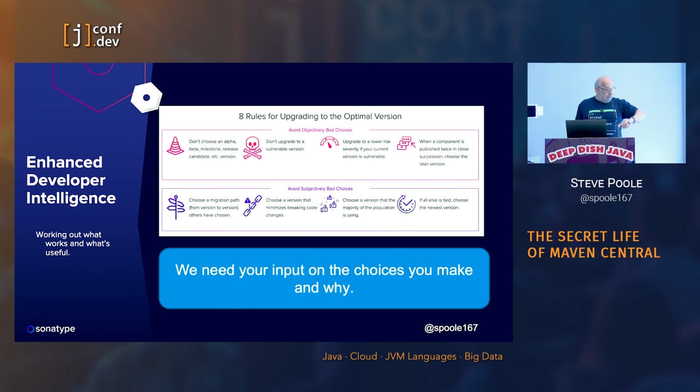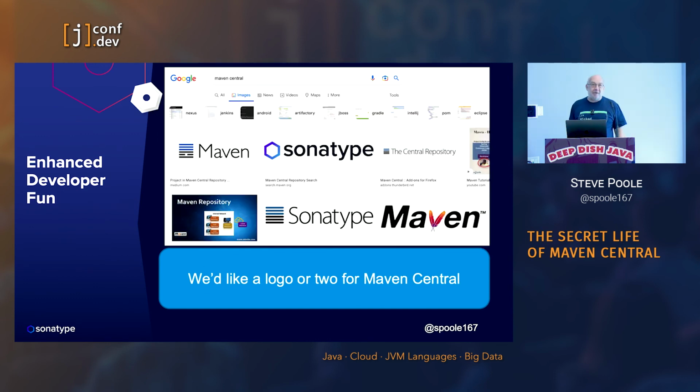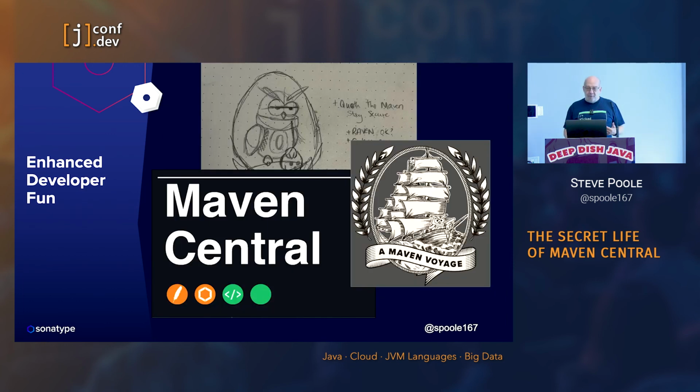Now, there's one more thing. Because we're enhancing developer intelligence, but we also need some help to enhance our fun. Because Maven Central doesn't have a logo. So we need to come up with one. We've been playing around. We've got some good people trying. We're talking about getting a temporary tattoo so you can remember that it's Maven Central. But there's no point. We can come up with this stuff, but again, we would love your help.